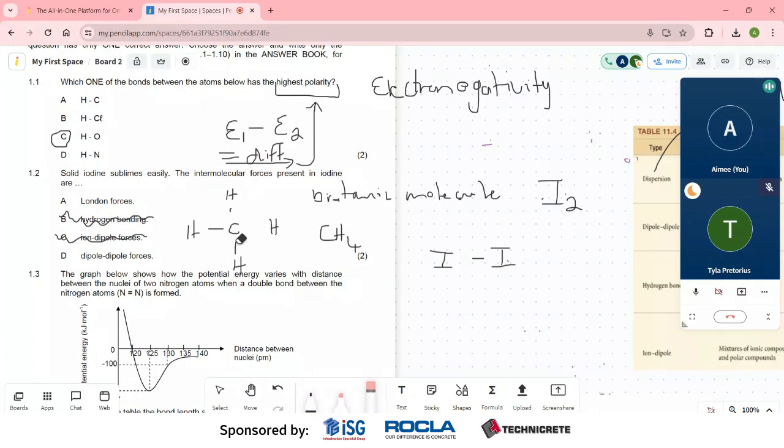But if we have a non-symmetrical molecule, potentially, let's say like water.